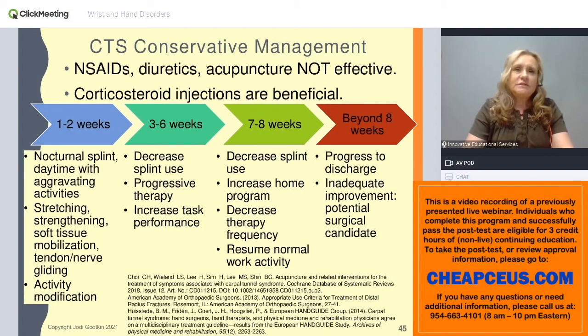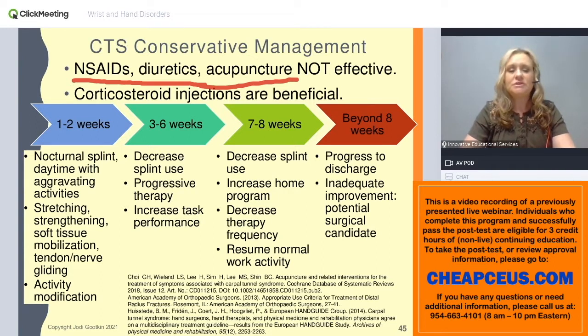I really looked for some information to give us focus in terms of management. There was no one specific protocol that I did find. I was able to locate a 2018 Cochrane review where they pulled together all the different research studies. Some commonalities that emerge are that nonsteroidal anti-inflammatories and diuretics are not beneficial, and acupuncture did not show a benefit. Corticosteroids did show some positive effects for individuals.